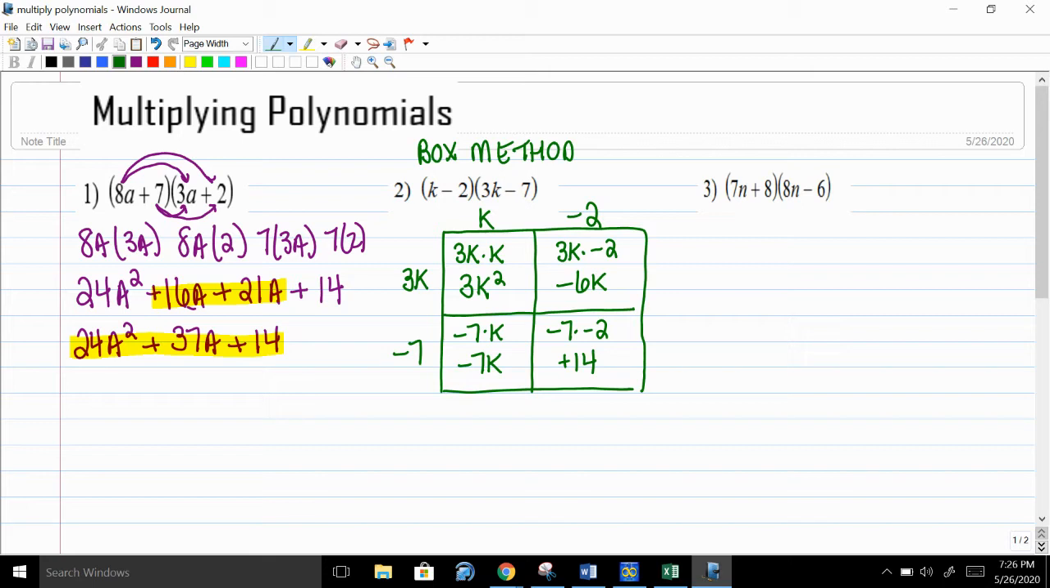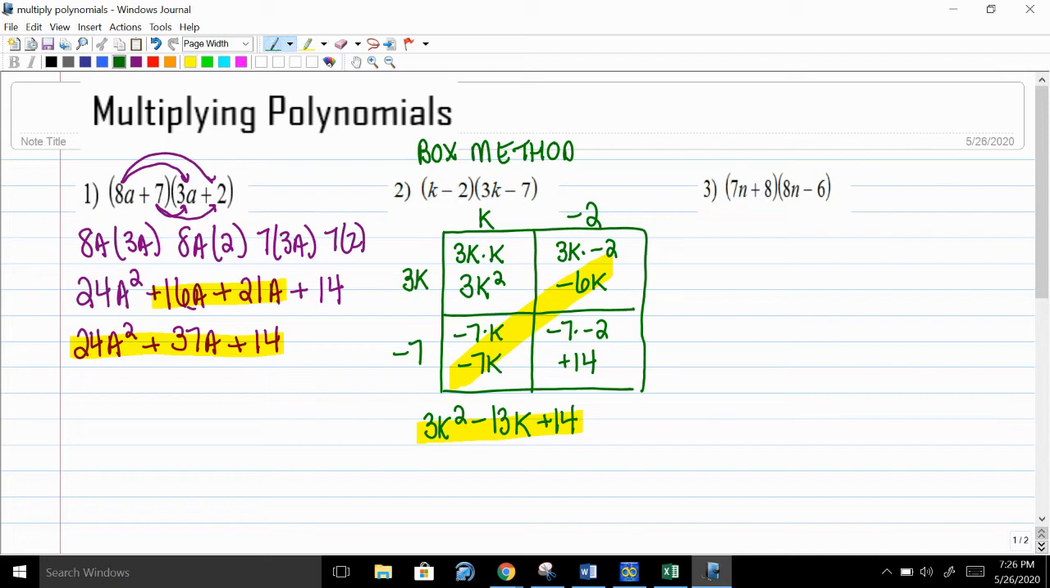Okay. And then when you go to write your final answer with the box method, your like terms are going to end up being in what I call the diagonal. So here are your like terms. So your final answer for number two is going to be 3k squared. The like terms in the diagonal, I got a negative 7k and a negative 6k. That's going to be negative 13k. And then my plus 14 at the end. So there's your answer to number two using the box method.